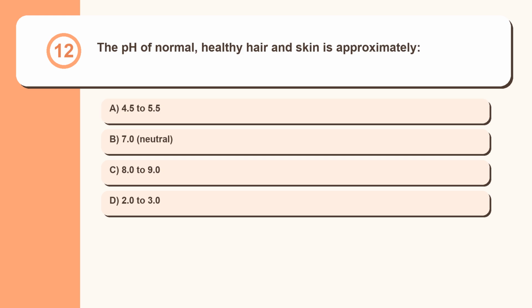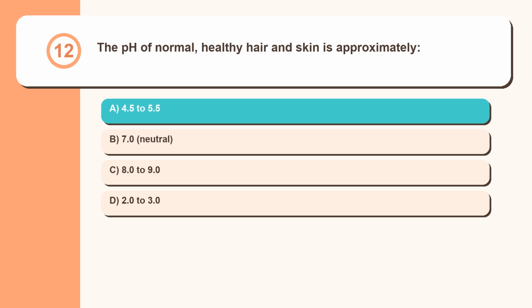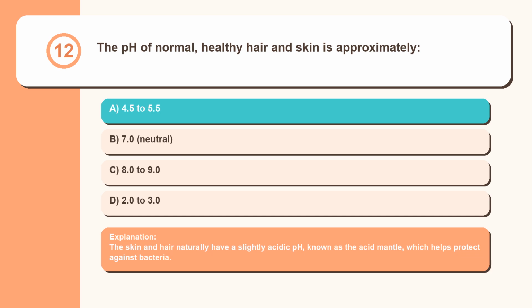Question 12. The pH of normal, healthy hair and skin is approximately 4.5 to 5.5, 7.0 neutral, 8.0 to 9.0, 2.0 to 3.0. The skin and hair naturally have a slightly acidic pH, known as the acid mantle, which helps protect against bacteria.